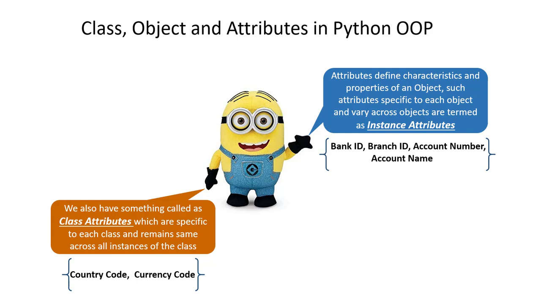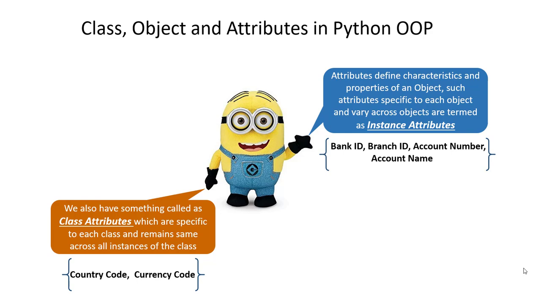In the sense, let's say we have 10 different objects for this class. Then across these 10 different objects, the values of the attributes remain the same and can only be modified by the class, which will reflect across all these 10 different objects. We will understand and implement what instance attributes and class attributes are, and how they differ in detail, in our coding lecture.